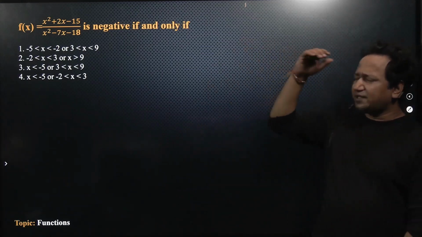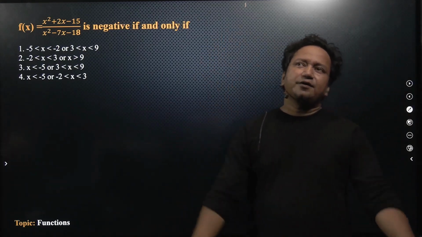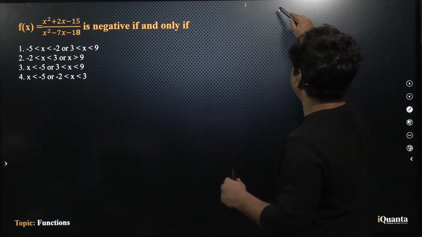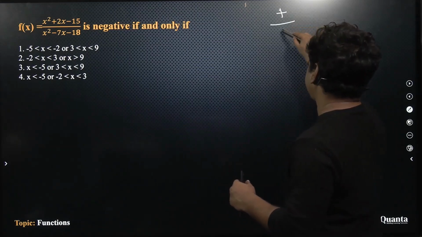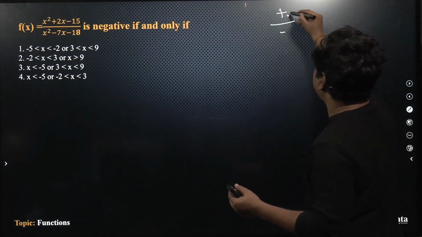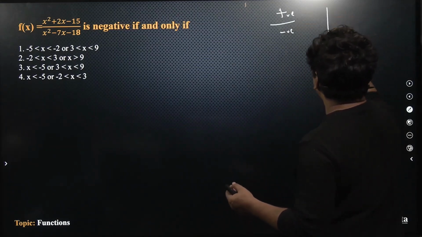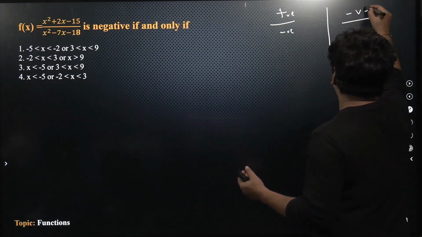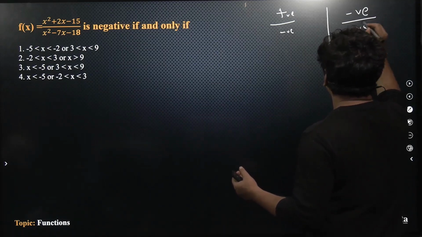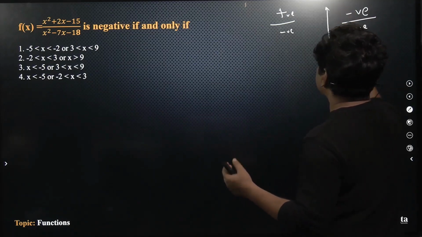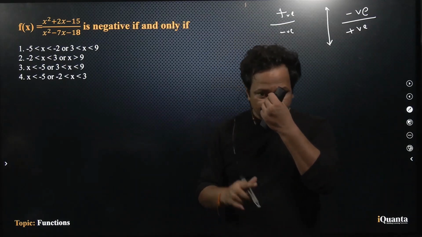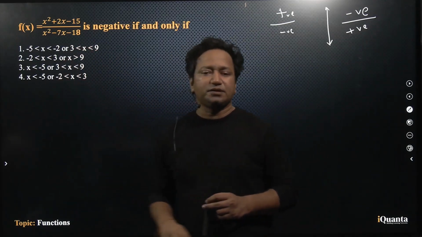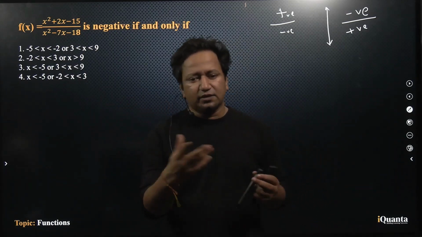So this is a fraction, isn't it? It's a function, but it's a fraction. And a fraction is negative only in 2 cases. The first case is when the numerator is positive and denominator is negative, or the other case is when the numerator is negative and denominator is positive. This is something which everybody knows, and this is how we'll solve our question. So we have 2 possibilities, and that is why we have 2 intervals, if you can see in all the options. So one interval we will get by the first case, other by the second case.